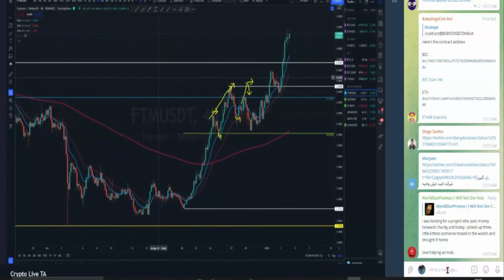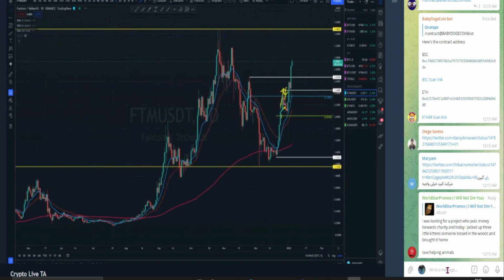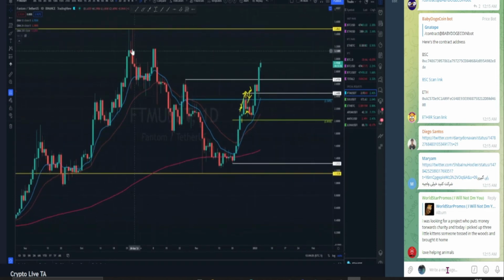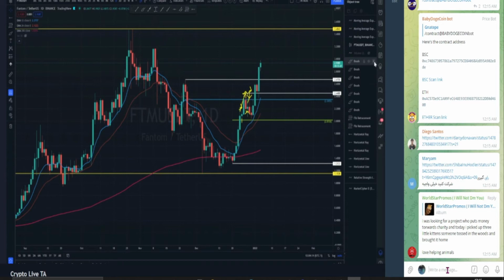All right, let's take a look at this. I guess we took a look at FTM yesterday. All right, so let's zoom out a little bit. Did we mark our weekly levels? Yep. All right, so we got our weekly levels in yellow, our daily levels in white. Here's your daily high. We broke the daily higher highs. Let's go ahead and go to our brush strokes. Let's get rid of these.